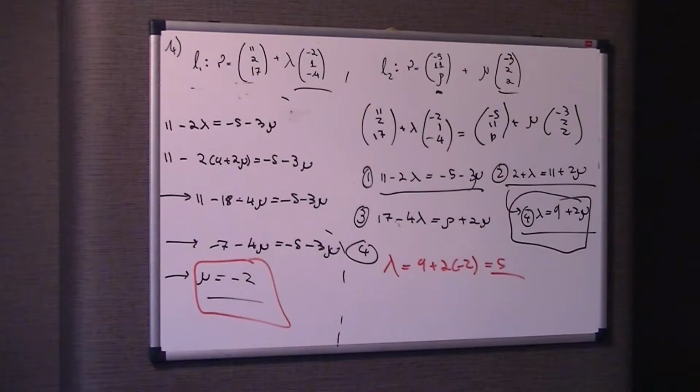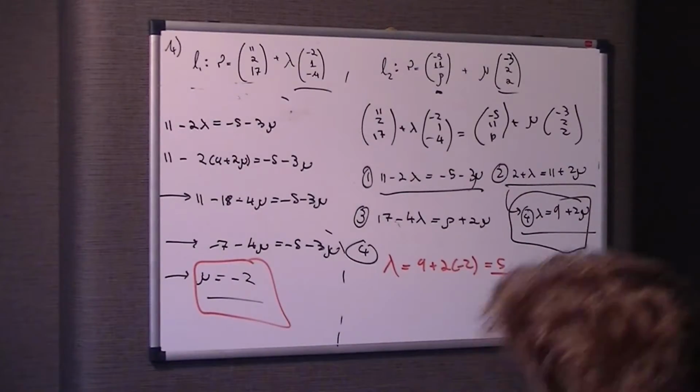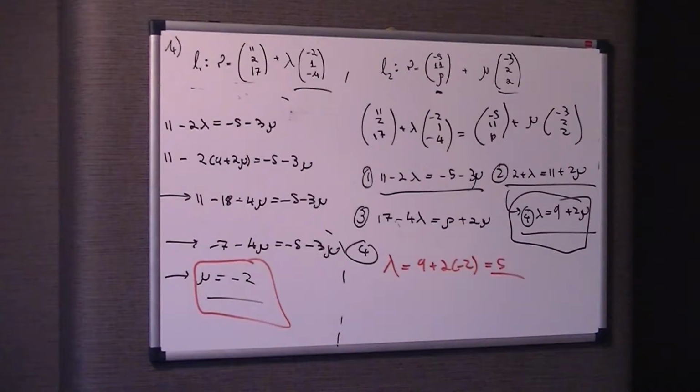As I said, what we could do is work out the i and j components of the intersection, but we're not being asked to do that. All we're being asked to do in part B is simply work out the value of p. So we're doing most of the work for part C, which asks us to find the coordinates of the intersection. But all we've got to do in this part B is work out the value of p.